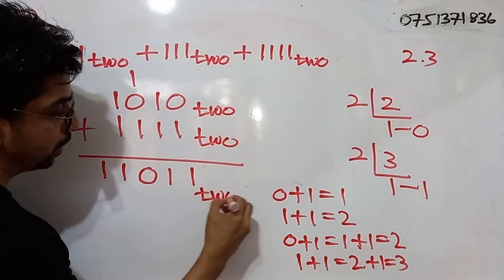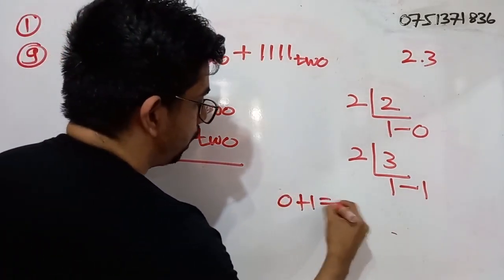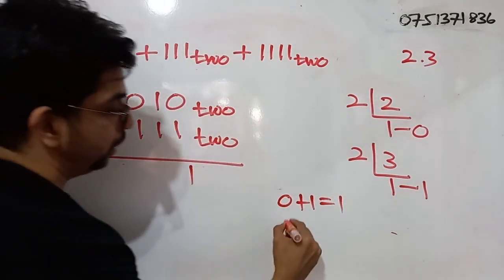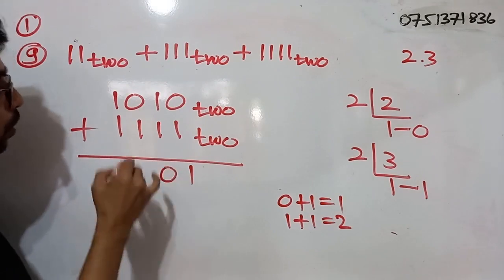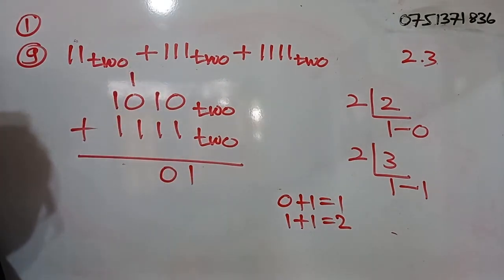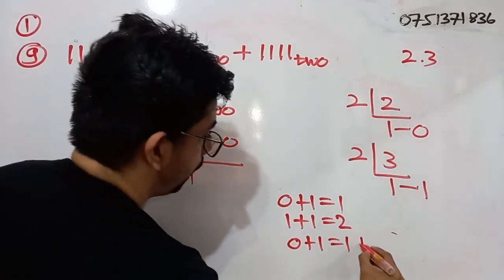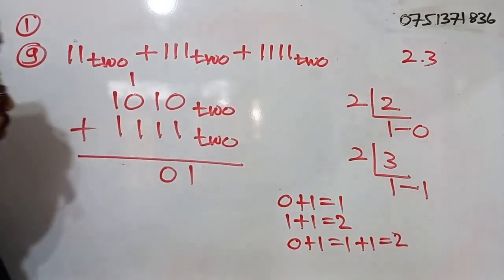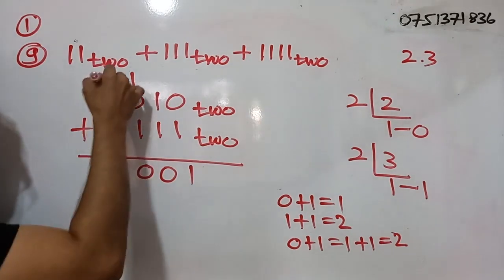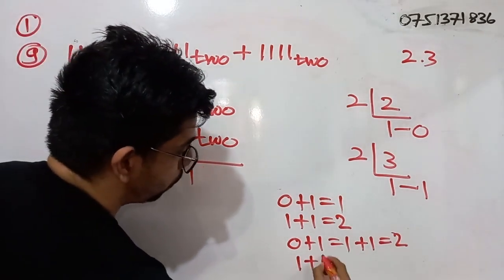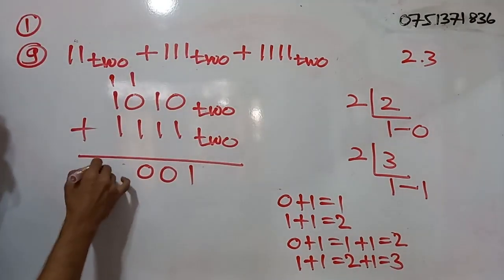So here the base is what? 2. So we will start adding from here. So 0 plus 1, it will be a 1. Then 1 plus 1, it will be a 2. So we will write 0 and push over the 1 to the other side, right? So 0 plus 1, it becomes a 1. To that we add a 1, so it becomes a 2. Right? So we put a 0 here, then push over the 1 to the other side. So then we have 1 plus 1, which will be a 2. To that we add the 1, so it becomes a 3. So we can write 1 and 1.